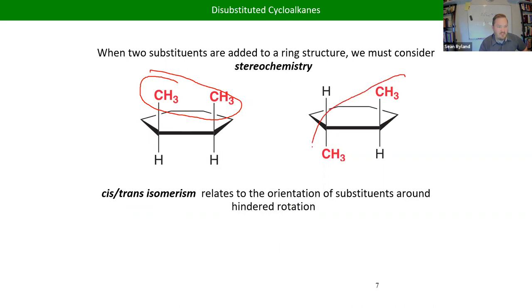If they're on opposite sides from each other, if you have to go through the ring to get from one to the other, that's a trans isomer. So we just stick that in front of our normal naming system for this. Instead of naming it as just 1,2 dimethyl cyclohexane, we would say cis 1,2 dimethyl cyclohexane or trans 1,2 dimethyl cyclohexane.